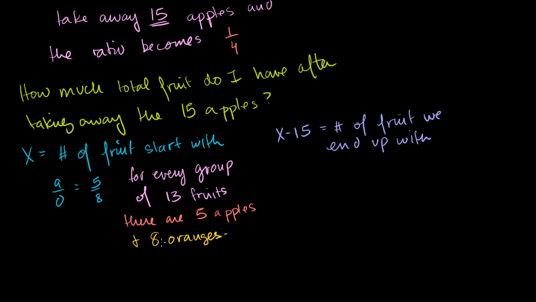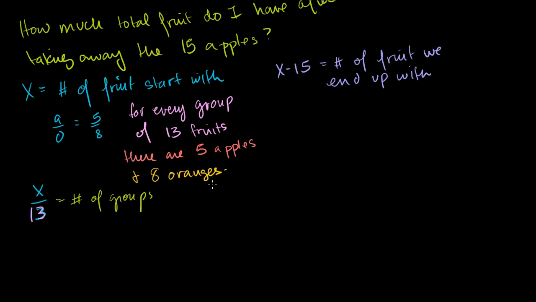And how many groups of 13 fruit are there? Well, I have x total fruit. So if I take x divided by 13, I have 13 fruits per group and x total fruit, so this is the total number of groups. Now, for every group, I have 5 apples. So how many apples am I starting off with? This is the number of groups, and for every group I have 5 apples, so I am starting off with 5x over 13 apples.